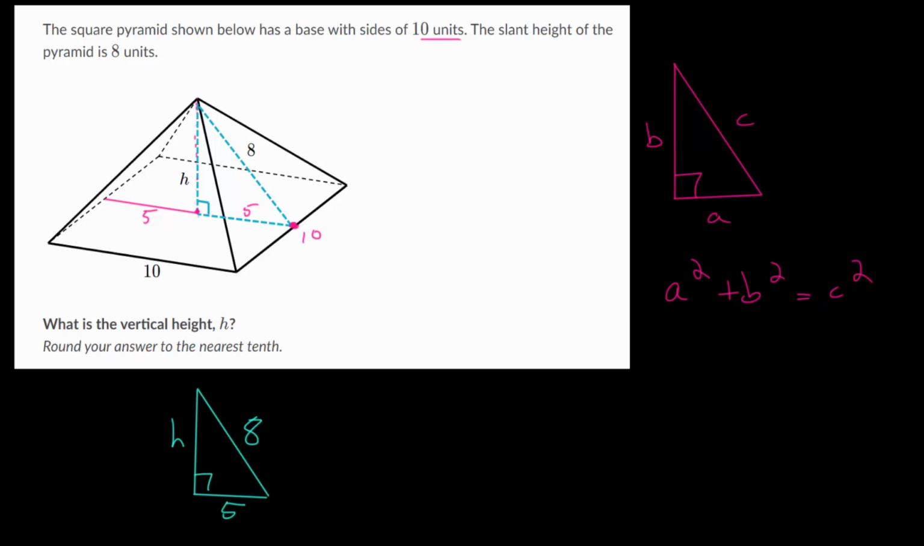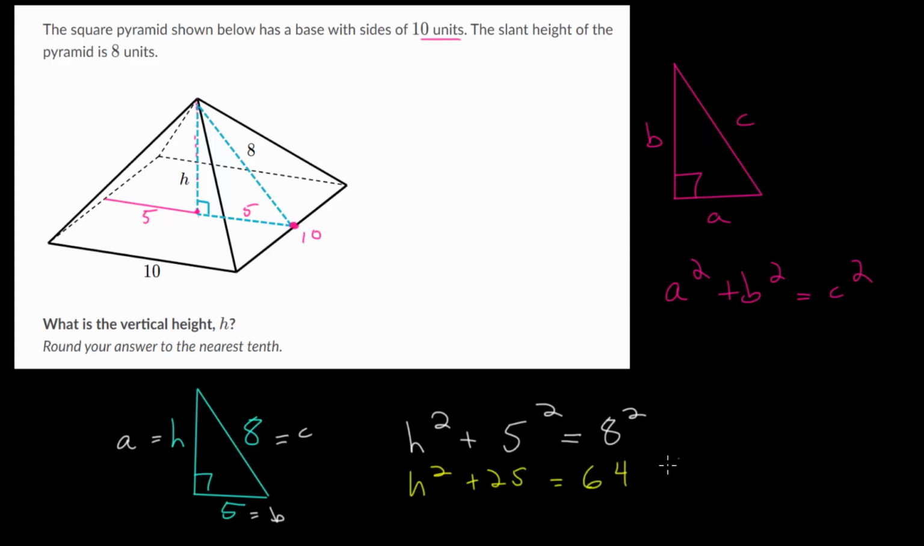So using the Pythagorean theorem, we can say that this is A, this is B, and this is C, so that we have h squared plus 5 squared. These are the two legs, and we're squaring them. And this is equal to the hypotenuse squared. Now simplifying, 5 squared is 25, 8 squared is 64, and we're going to subtract 25 on each side. So h squared would be 39. And now we just take the square root of each side, so that h is the square root of 39.